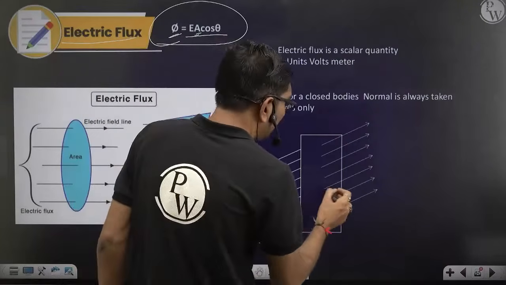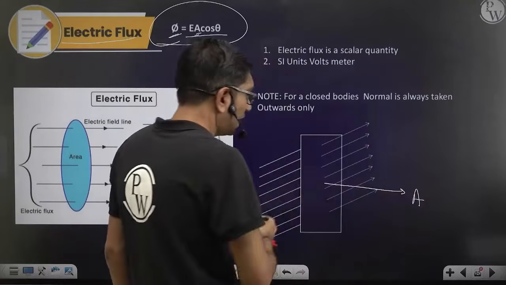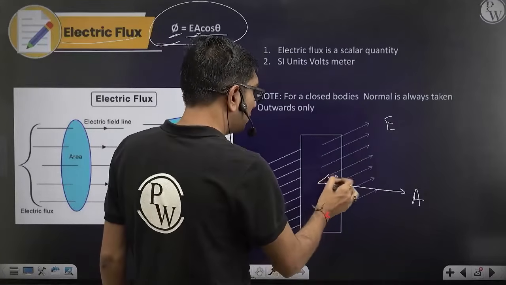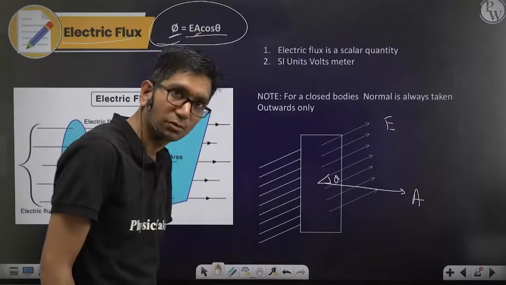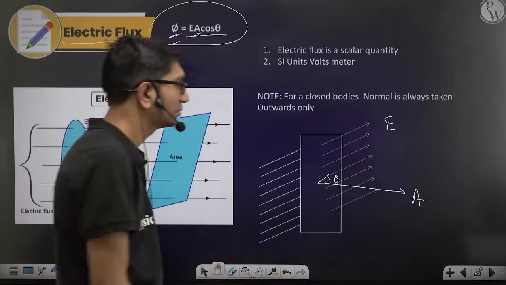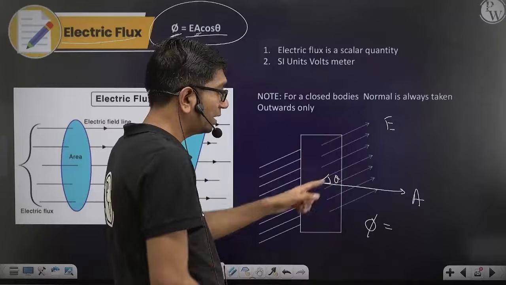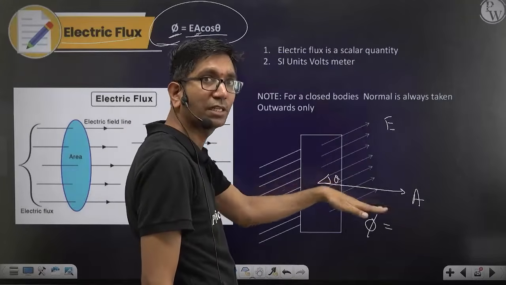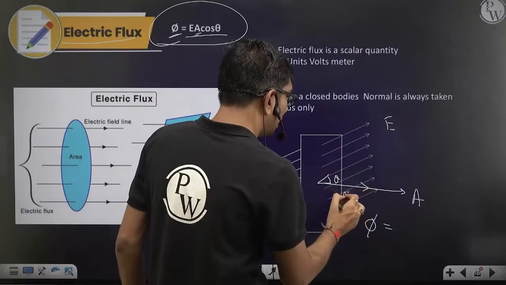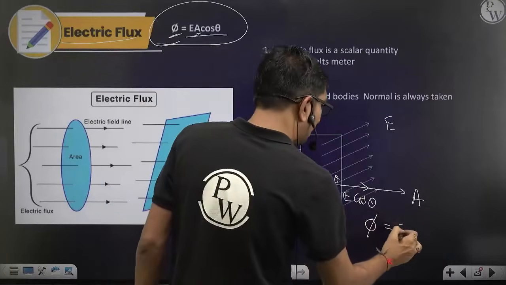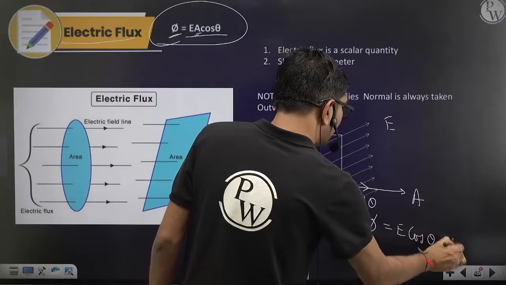See here. This is A, and the electric field is going like this. The angle between them is theta. Now what do we have to do? What is the flux? The formula is EA cos theta. So wherever theta is present, there you will get cos theta. So here it is E cos theta, I have taken the component. So finally, the answer is E cos theta into A.